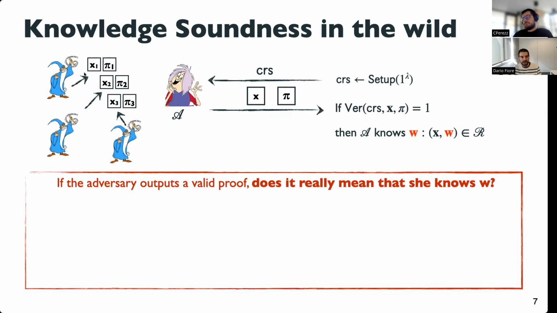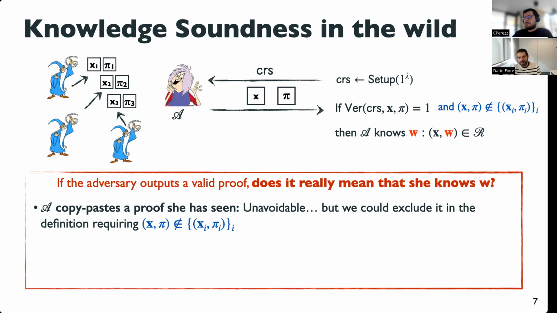Right, so there could be other provers that she can have access to that are producing statements and proofs. Now, let's say that we are in this environment. What's the guarantee that if this adversary produces a valid proof, she really knows the witness for this proof? We cannot be convinced about this because, for example, a trivial thing that the adversary can do is to just copy-paste one of these statements and proofs that she has seen, right? And that's unavoidable, so we cannot prevent this.